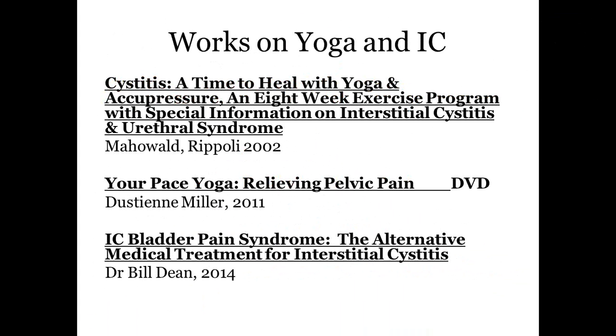Now, there have been some very interesting works. The one that is probably the most important, and the one that we're going to focus on, is a book that came out in 2002. Mahawald and Ripley wrote a book about their experience using yoga and acupressure in an 8-week exercise program with special reference to interstitial cystitis and urethral syndrome. Right now, urethral syndrome is actually just interstitial cystitis. There's no difference between the two entities. These disease labels are one and the same.